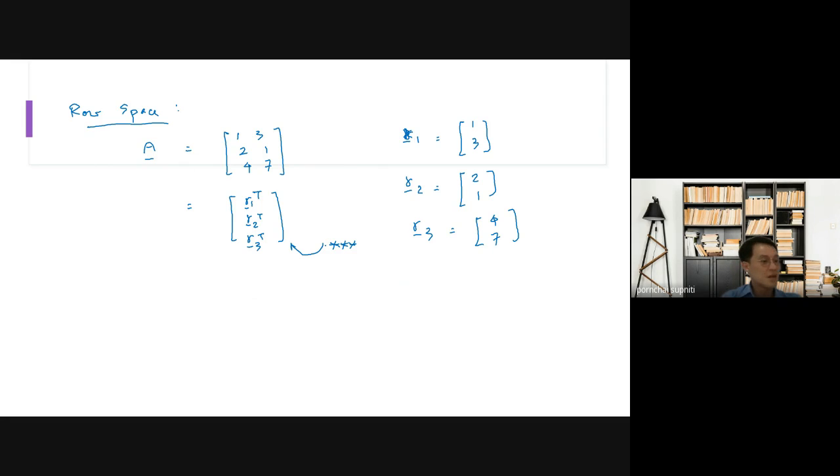So when we talk about the row space, what is a row space? Well, a row space is the same as a column space, except that the vector space is generated not by the columns but by the rows of the matrix A.